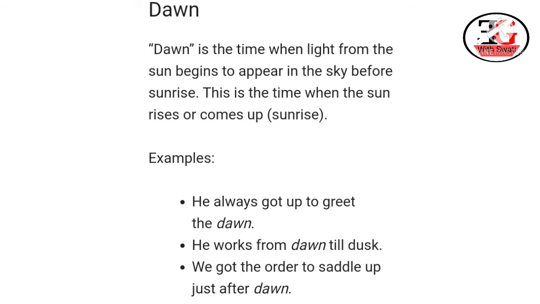Next content in times of the day is dawn. Dawn is the time when light from the sun begins to appear in the sky before sunrise. This is the time when the sun rises or comes up. That means sunrise. For example, he always got up to greet the dawn. Next example, he works from dawn till dusk. Next example, we got the order to saddle up just after dawn.